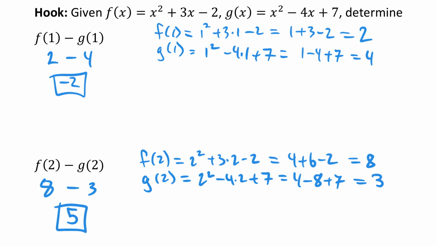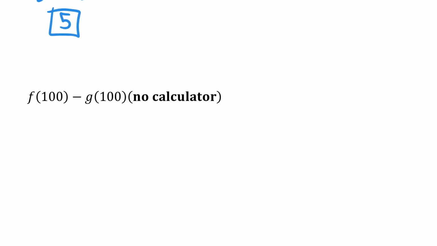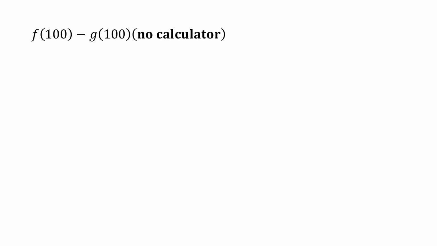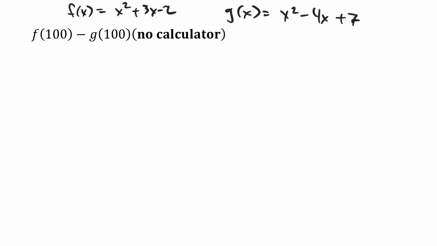Okay, so I think we got the hang of it here. We found f of 1 minus g of 1. We found f of 2 minus g of 2. But I want us to take it up a notch. Let's find f of 100 minus g of 100, and we're going to use no calculator. So again, if you need them written down, f of x is still x squared plus 3x minus 2. And g of x is still x squared minus 4x plus 7. So pause the video and give it a try, see what you come up with.